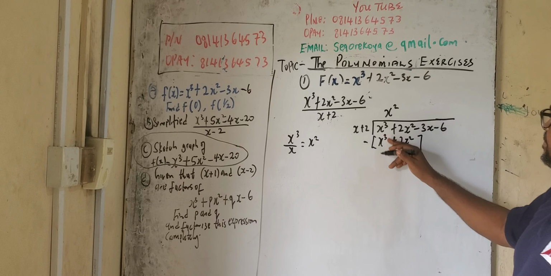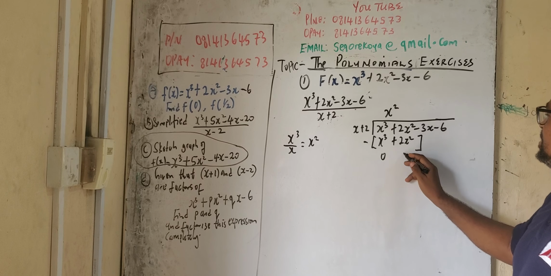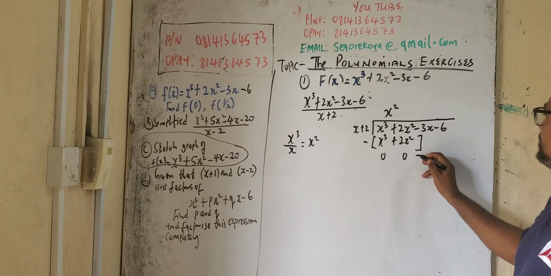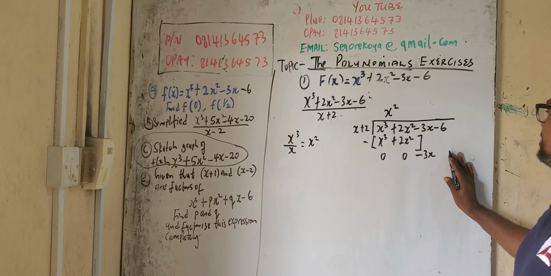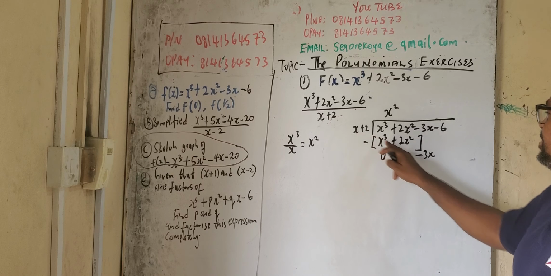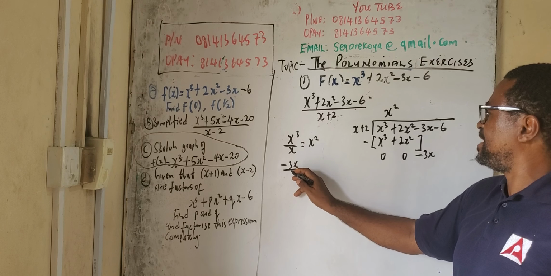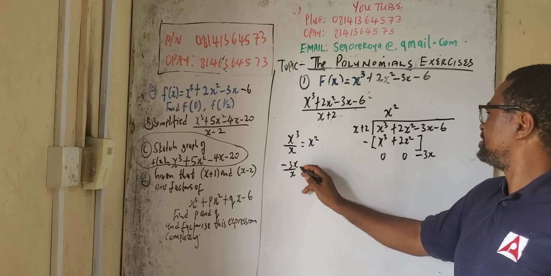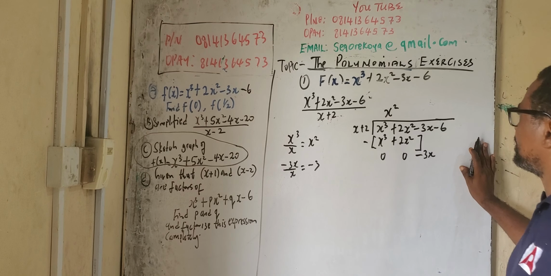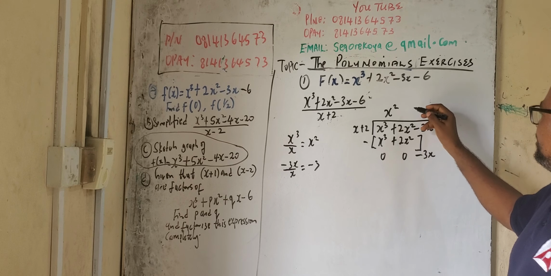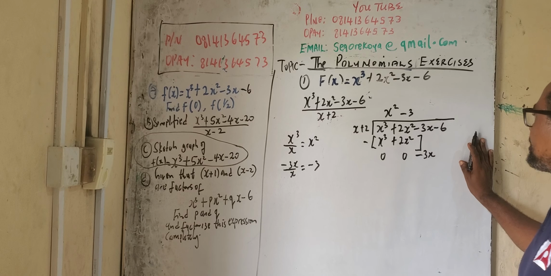So when you subtract here, it gives me 0. Bring the next term down, which is minus 3x. Again, use this x to divide this minus 3x. Minus 3x divided by x will give me minus 3. So you are going to have minus 3 here.